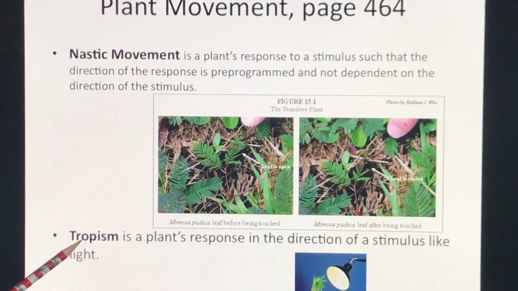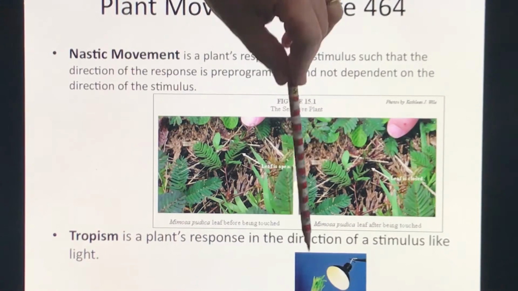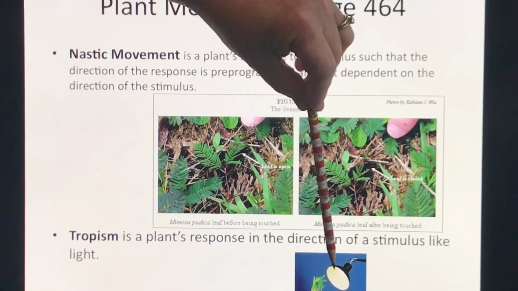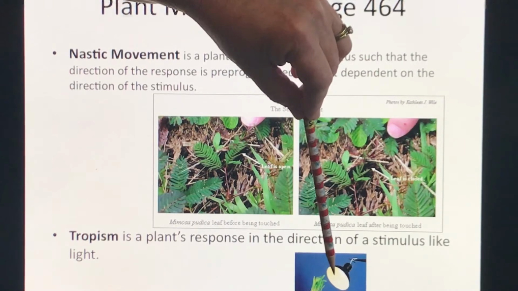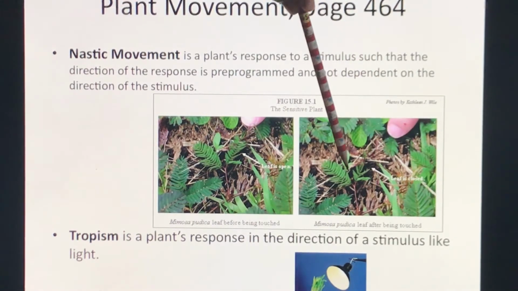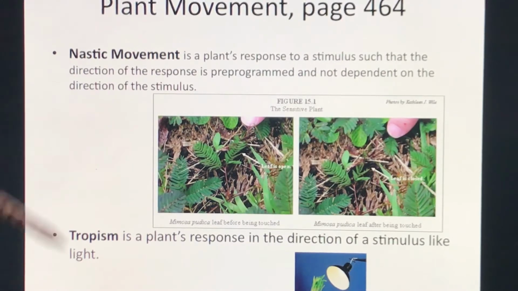However, that is contrasted, for example, with tropism, that is a plant's response in the direction of a stimulus like light. So in this case, the leaves are growing in the direction of the light. In this case, the leaves were just folded up, and they would have reacted regardless of where the stimulus came from. In this case, they clearly are responding to the light that's in that direction.